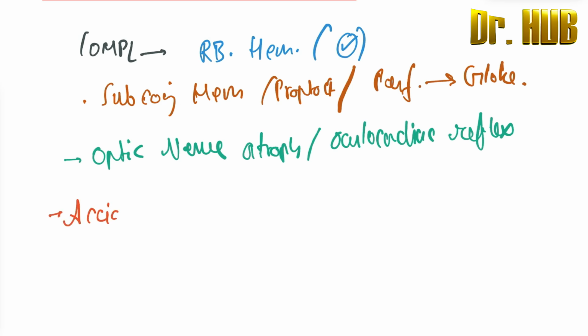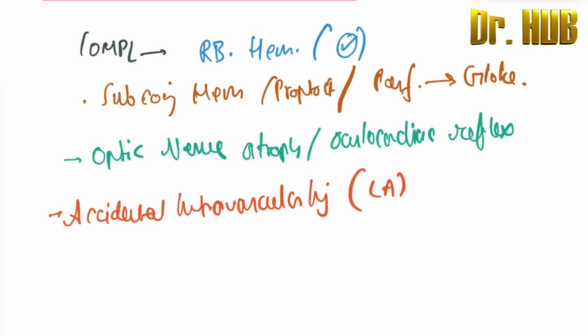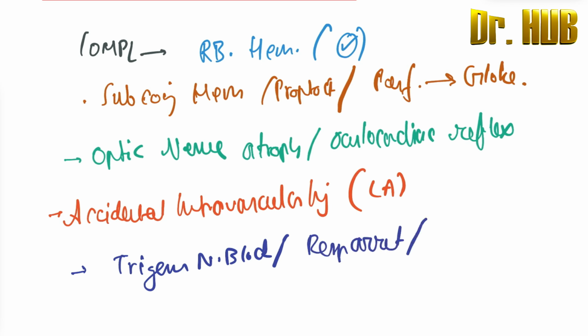There may be accidental intravascular injection. So this is of a LA, that is a local anesthetic. Next is a trigeminal nerve block. Trigeminal nerve block, then comes the respiratory arrest as well as the acute neurologic pulmonary edema.